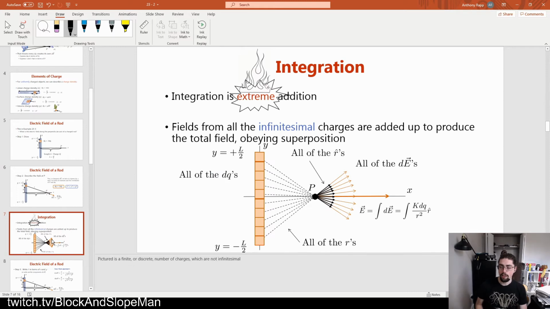So, to actually do this integral, integration is extreme addition. So what we need to be able to do is describe every single point in exactly the same way. We need one consistent equation that describes every single piece, and then we need to do an integral on the rest of it to make this all work. So, now I'm going to break away from the slides, and I'm going to start to do this problem as if I was doing it on my own.